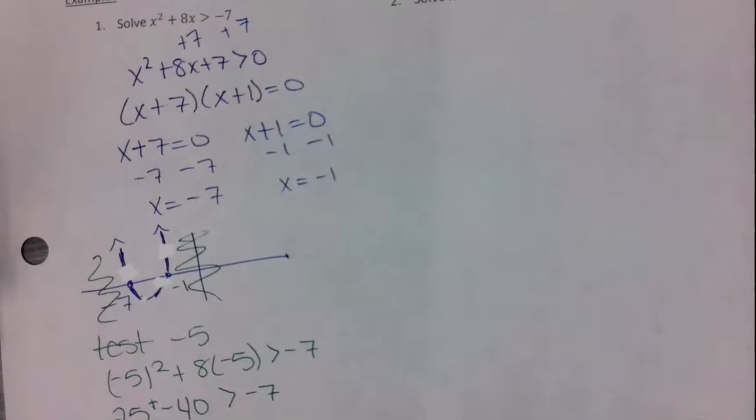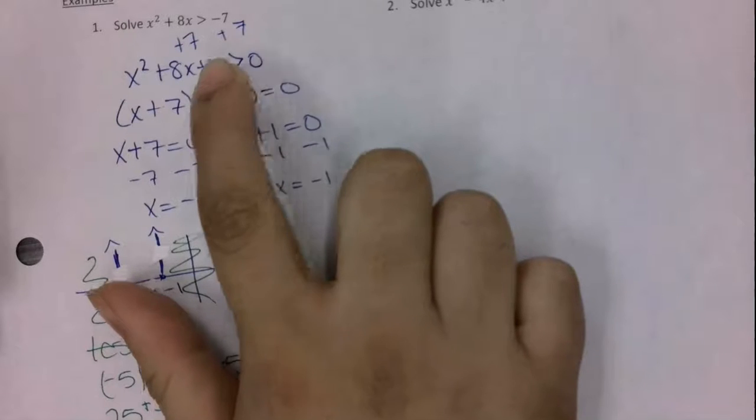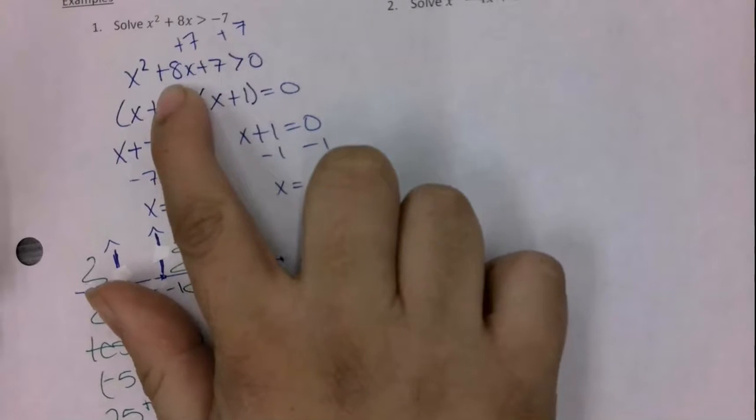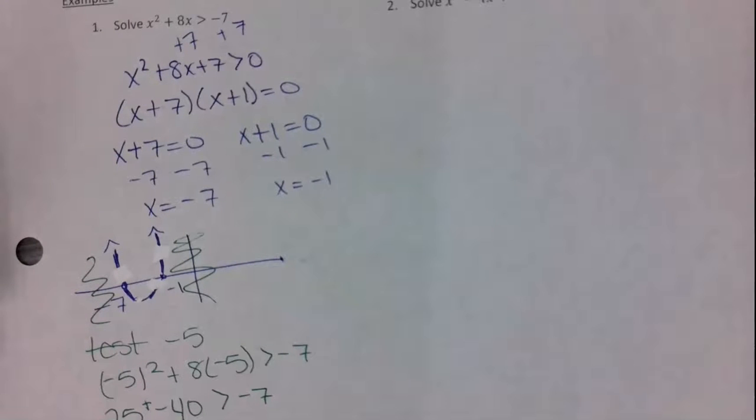Up here? So when it's like this, I can factor. If I'm factoring, I want to look for what multiplies to the n number. So what multiplies to 7, and then the same numbers have to add to 8. Okay.